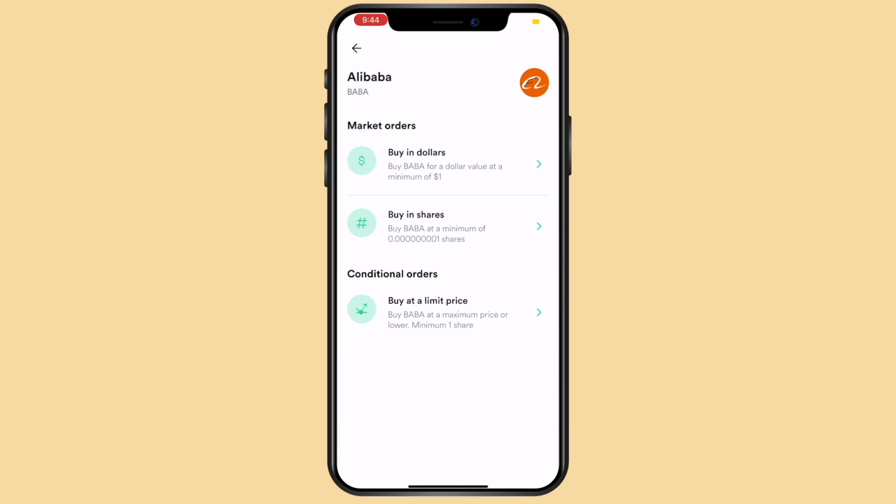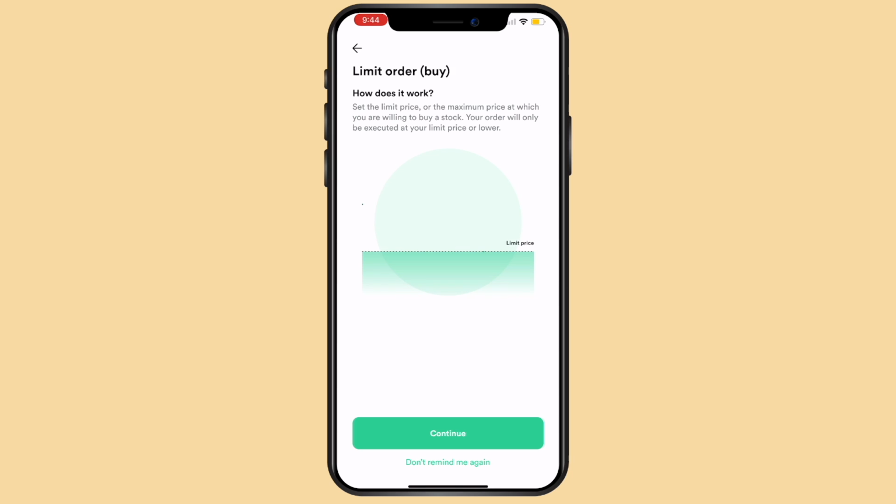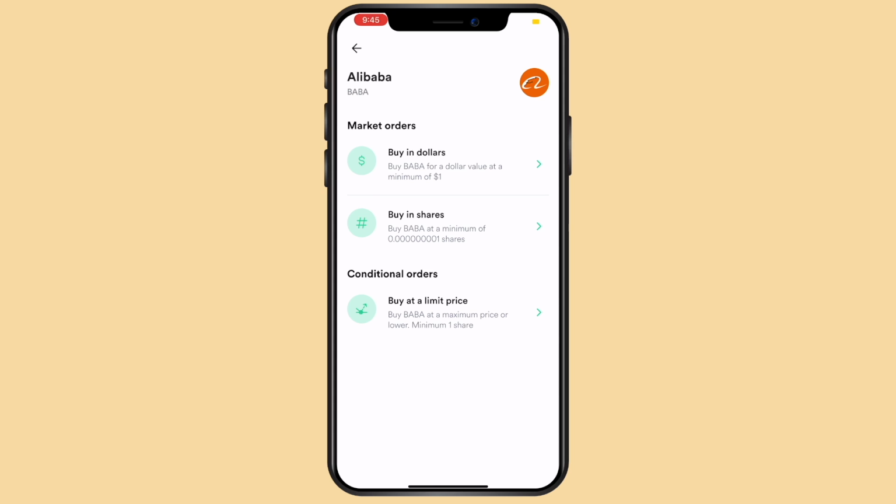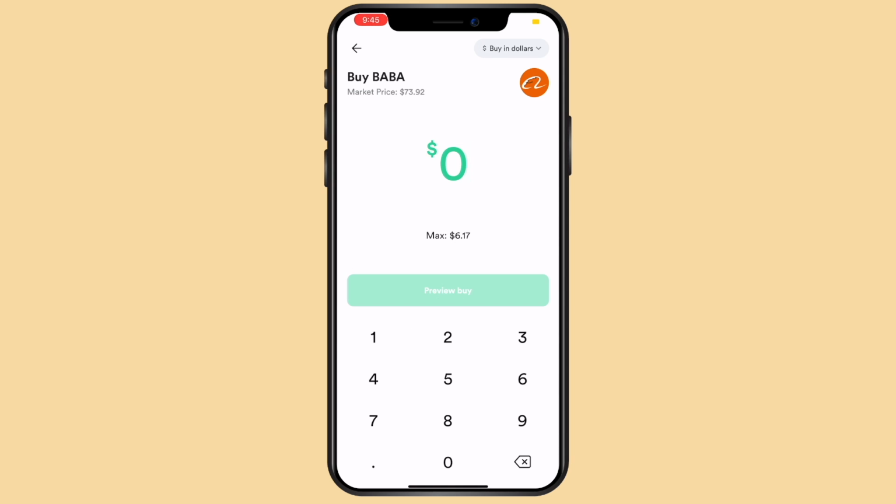Buy at limit price. Ibig sabihin nito is that we are placing a buy order on an amount lower than the current price. Because again, buy low, sell high. If for example, meron kayong target price, let's say gusto nyo lang bumili pag ang price is umabot ng $70, pwede nyo iset dito and magiging pending yung order nyo until ma-reach nung market yung target price mo. In this case, dito tayo sa buy in dollars sa current market price.